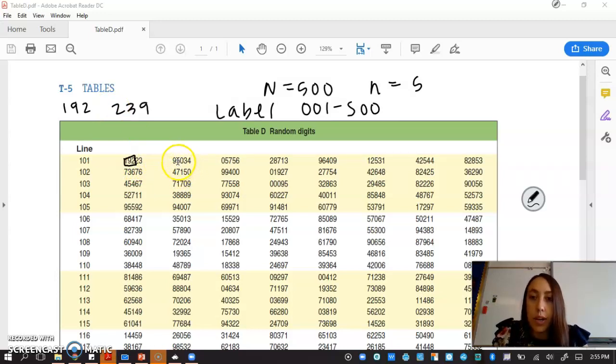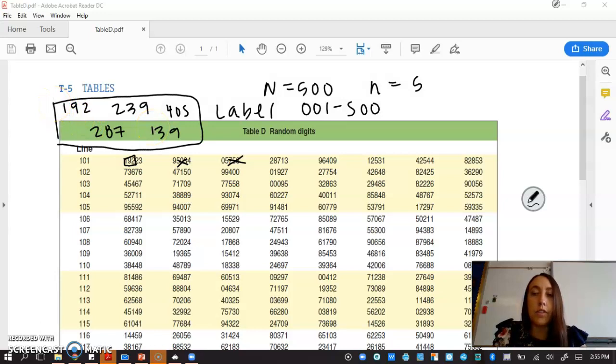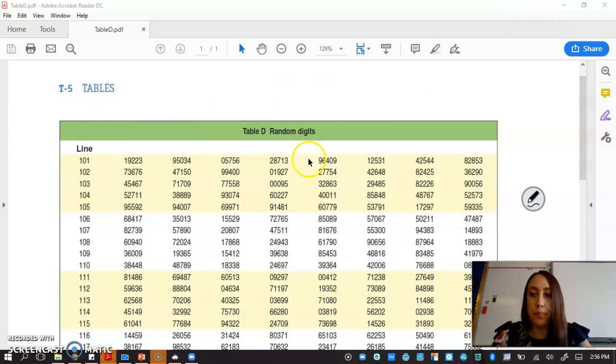Okay, third number is 503. I don't have a 503, do I? I stopped at 500, so I ignore that one. Next one is 405. That's good. I have someone labeled 405. Next is 756. Not good because I don't have anyone labeled 756. Next is 287. That's good. I haven't chosen that yet. And then next is what? 139. Perfect. I have 5 unique digits. Those would be the 5 I select for my sample. Whoever I labeled with these numbers, those would be the people I pick. So that's just a quick tutorial on how you guys can use the table of random digits to pick your sample.